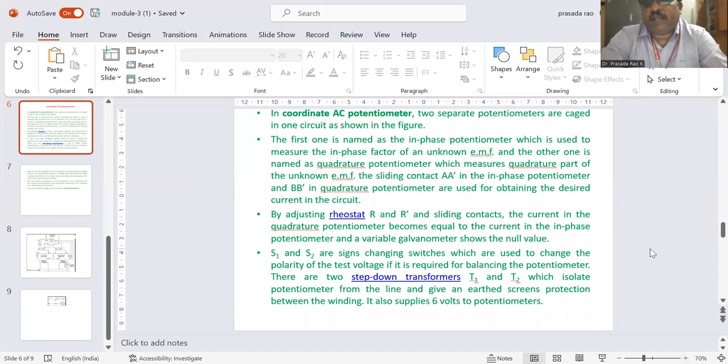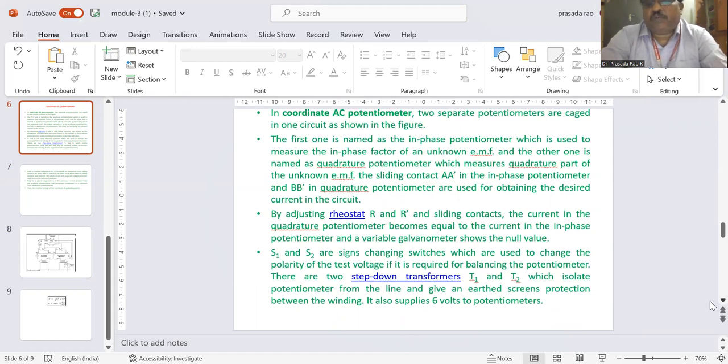By adjusting the rheostats and the slide contacts, the current in the quadrature potentiometer becomes equal to the current in the in-phase potentiometer, and a vibration galvanometer shows the null deflection. And the two switches SW1 and SW2 are sign changing switches, which are used to change the polarity of the test voltage if it is required for balancing the potentiometer.